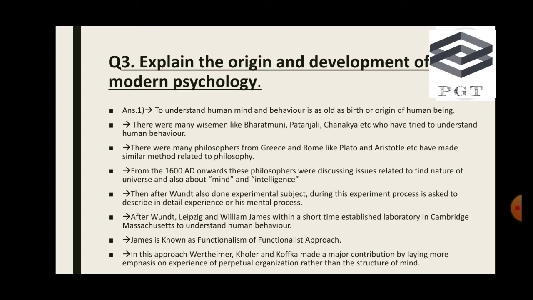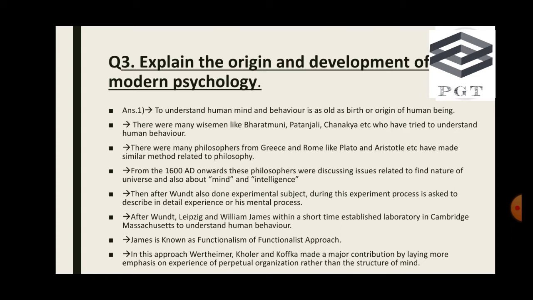Explain the origin and development of modern psychology. When we say modern psychology, what comes to mind? The attempt to understand the human mind and behavior is as old as the birth and origin of human beings. There were many wise men like Bharat Muni, Patanjali, Chanakya, etc., who tried to understand human behavior in earlier times. They described human behavior in their own thoughts.